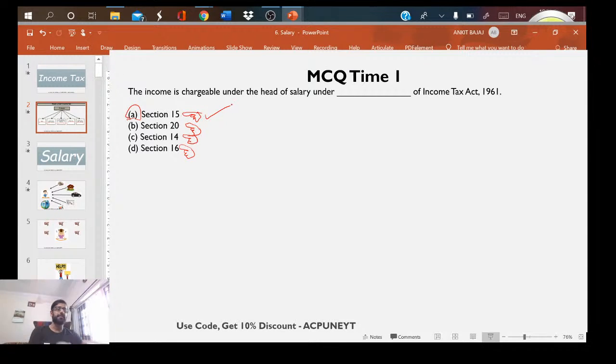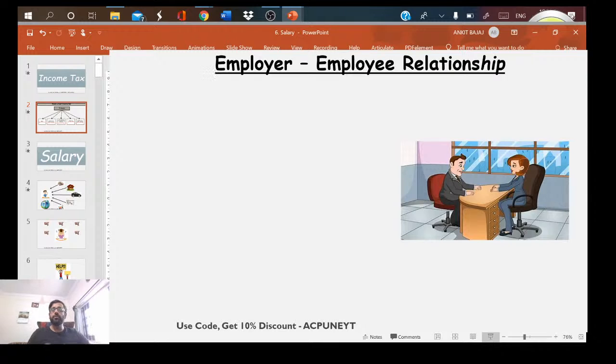So the correct answer is section 15. Section 15 is the charging section for the salary chapter. I'm assuming you are able to understand that. Now, there must be an employer and employee relationship. If you want to charge your income under the head salary, there must be an employer-employee relationship.